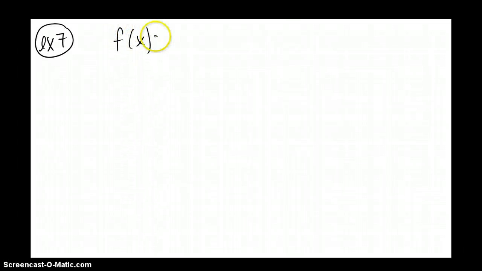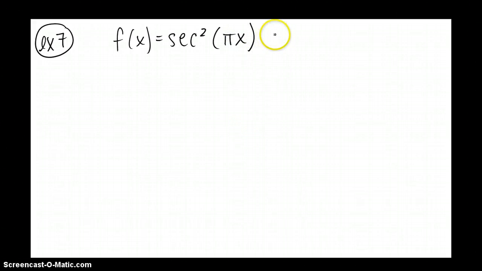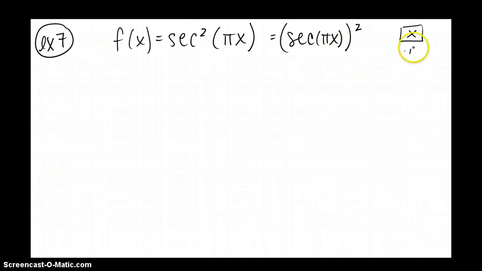f of x equals secant squared of pi x. Okay, so I'm going to rewrite this as secant of pi x, squared. Because the exponent was between the trig function and the expression, the entire quantity is being squared. So now when I look at my x, it is being multiplied by pi, then I'm taking the secant of that, and then I'm squaring that whole thing.